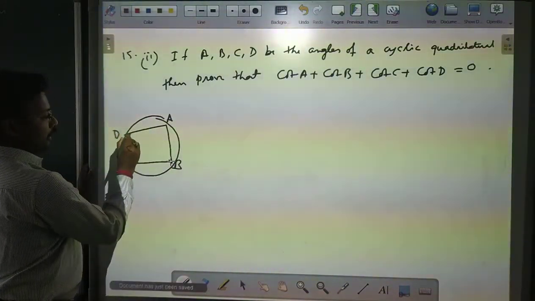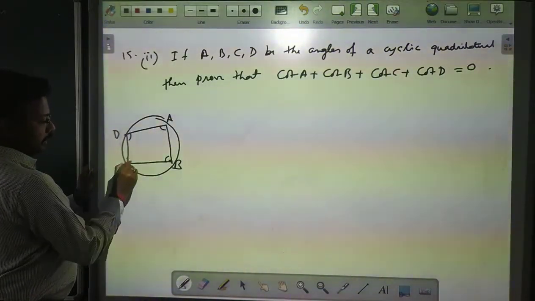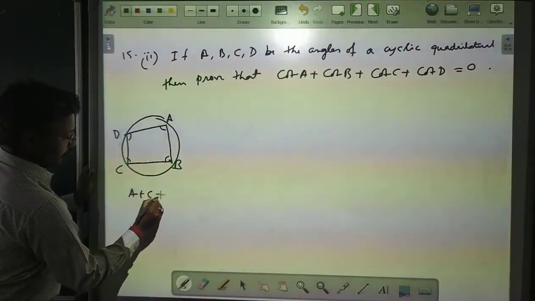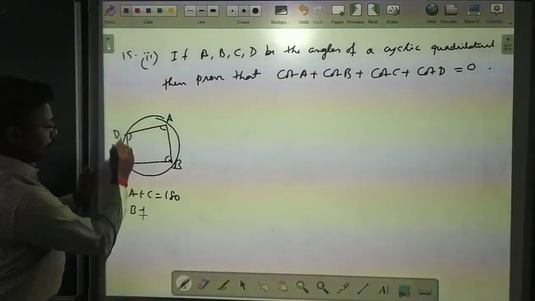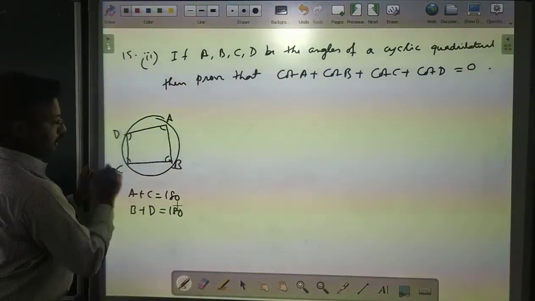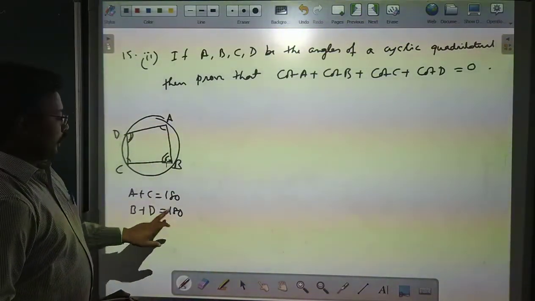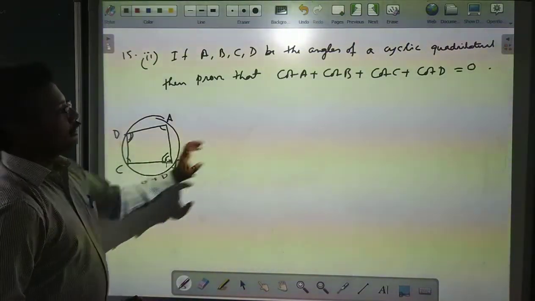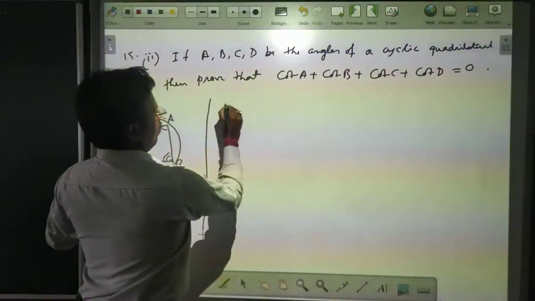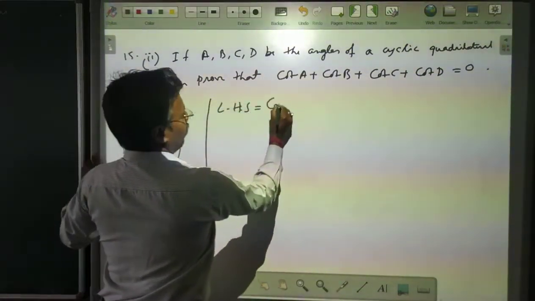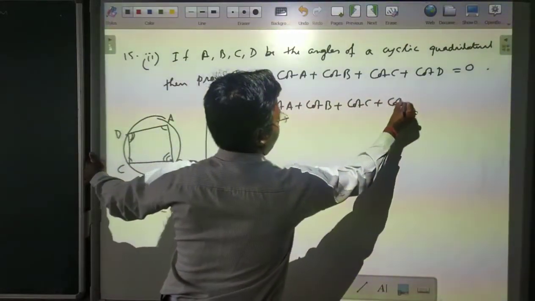the sum of the opposite angles is 180 degrees. So, angle A plus angle C is 180 and angle B plus angle D is 180. Okay, the sum of the opposite angles is 180 degrees. So with the help of these two formulas, easily we can prove this. So on the left hand side, what we are getting is cot A plus cot B plus cot C plus cot D.